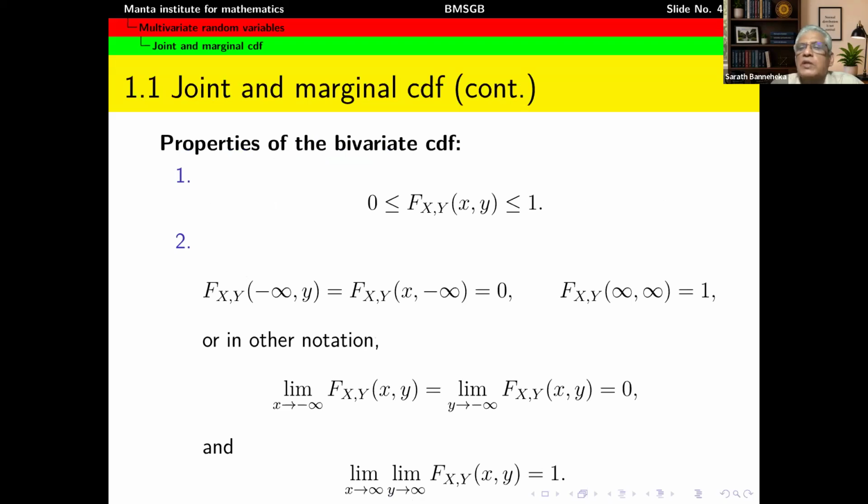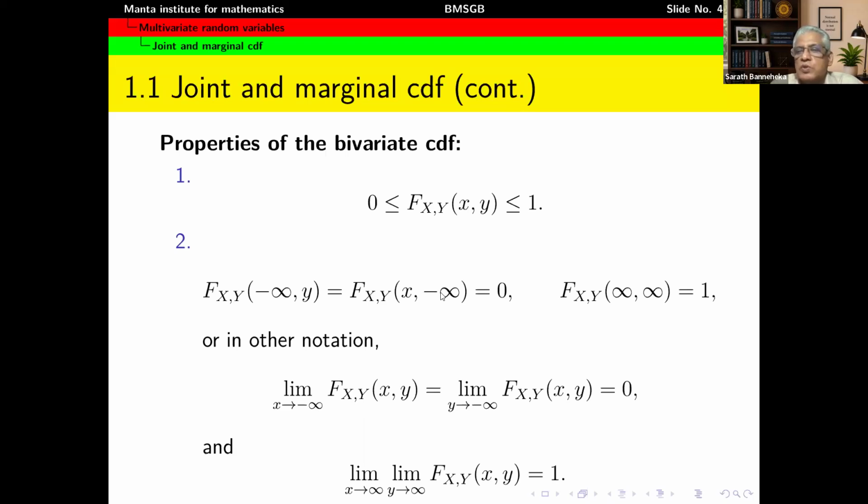And then, when keeping the value of one variable fixed, when we let the other variable go to negative infinity, the value of the cumulative distribution function is 0. And also, if we keep one variable fixed and let the other variable go to infinity, then the cumulative distribution function becomes 1. Right? If we set both values to infinity, still it is 1.